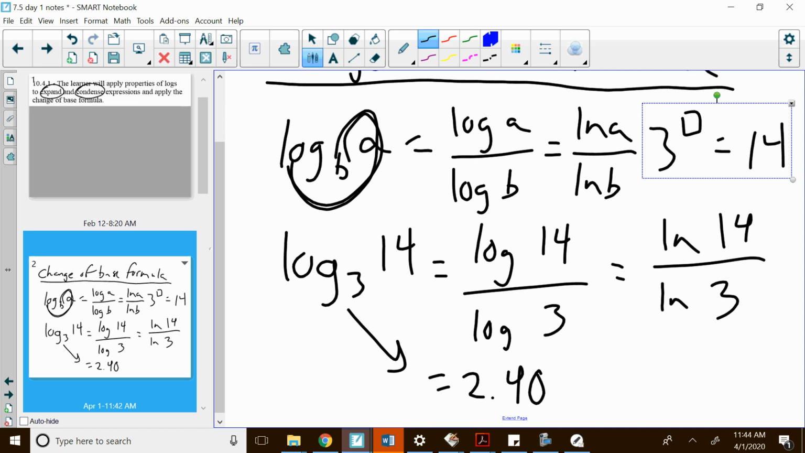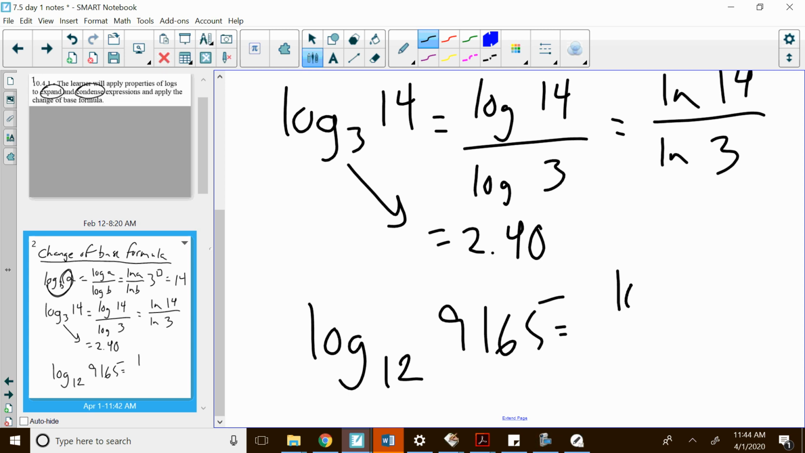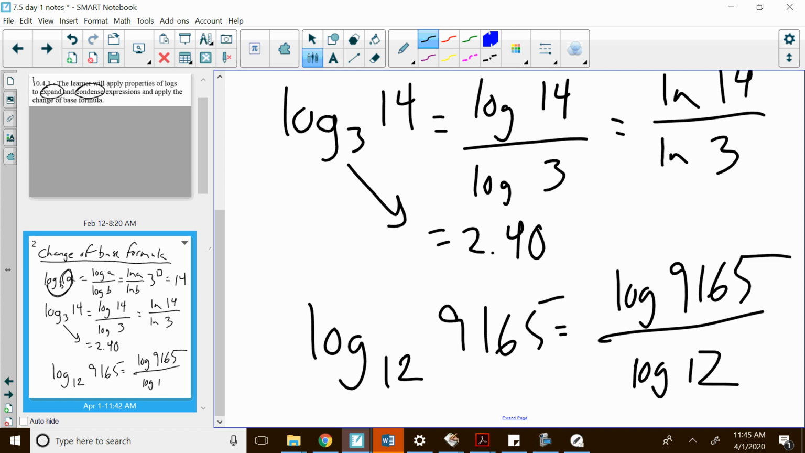Now you can use your calculator for the log base 12 of 9,165. Bingo. Common log of 9165 over common log of 12. Let's see what that is real quick. Log 9165 divided by log of 12. And you get 3.67, blah, blah, blah. Awesome. So now you know it. Change of base formula. You can use it in your calculator. It's going to help us when we solve log equations here in a couple days.